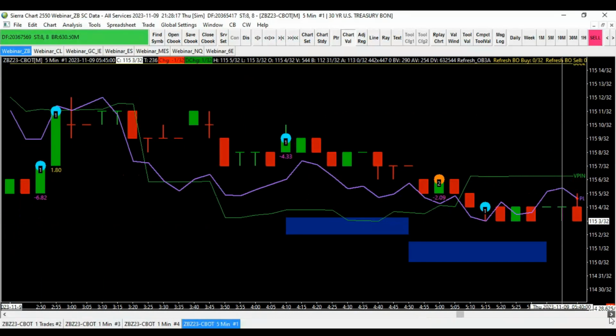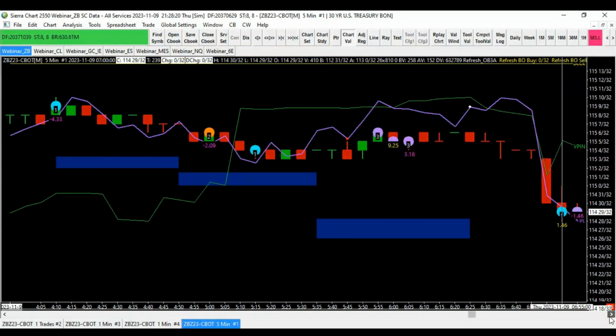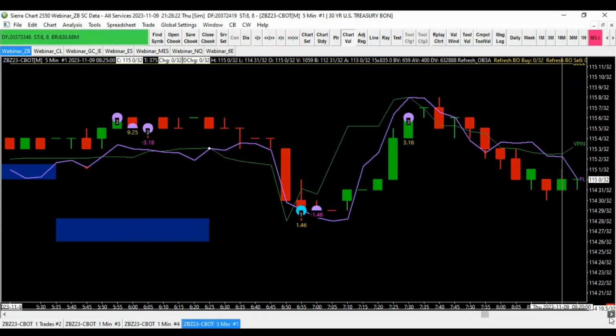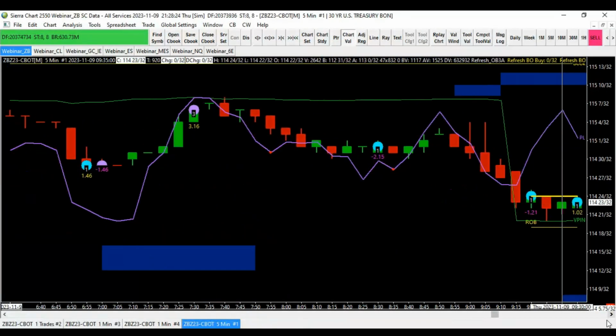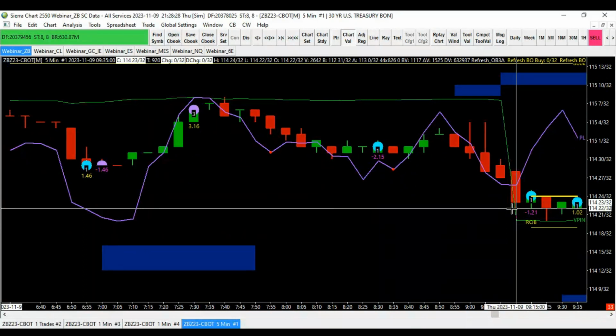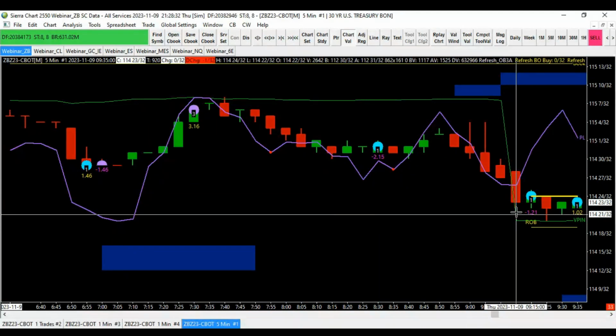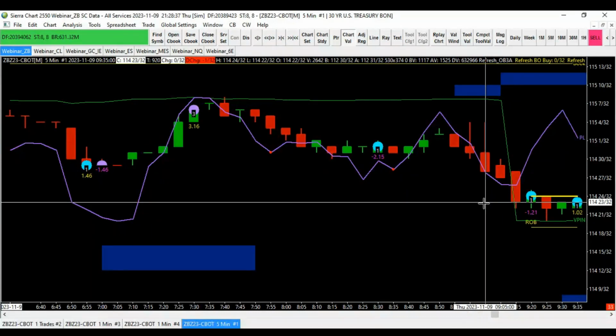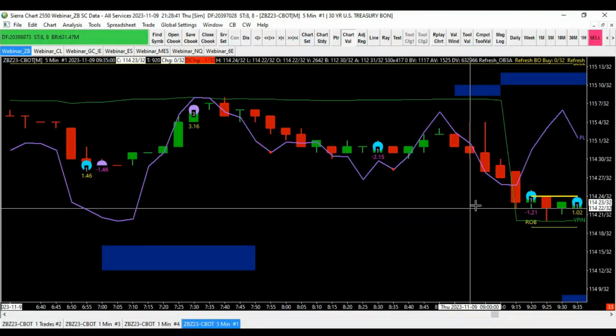Let's move on to the next signal. You see, it doesn't signal all that often, the Voltic. That was the Asian session anyway. So here's the first signal from today, and this is just after the London Open, which is 9 a.m. my time.